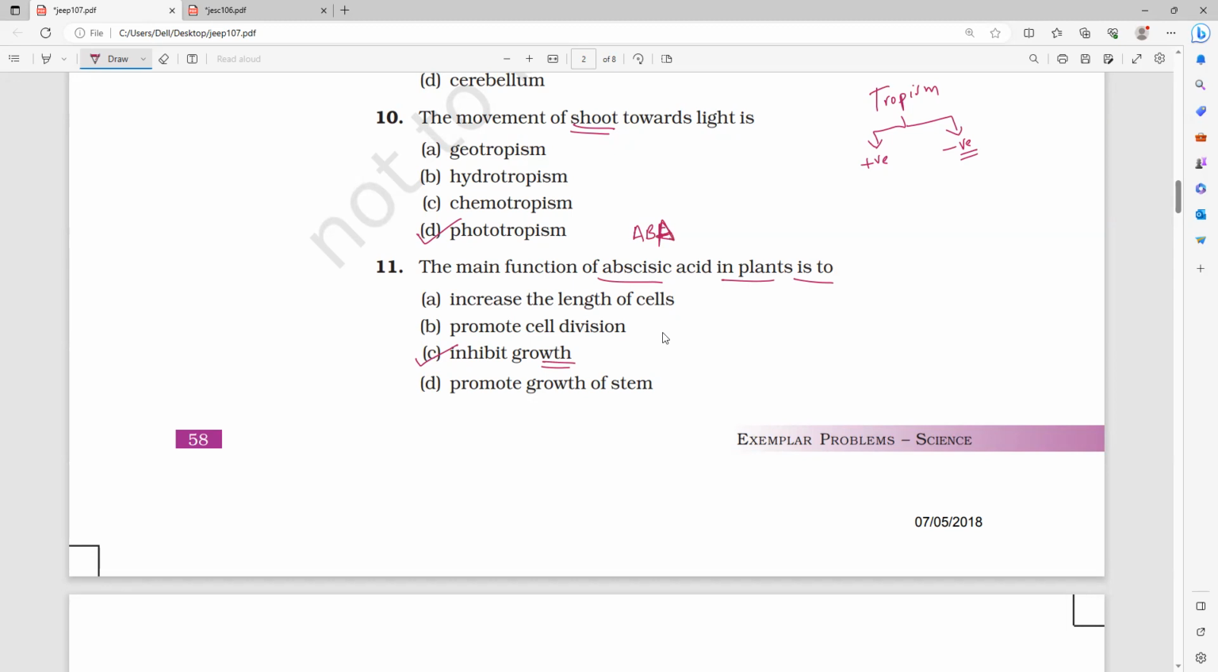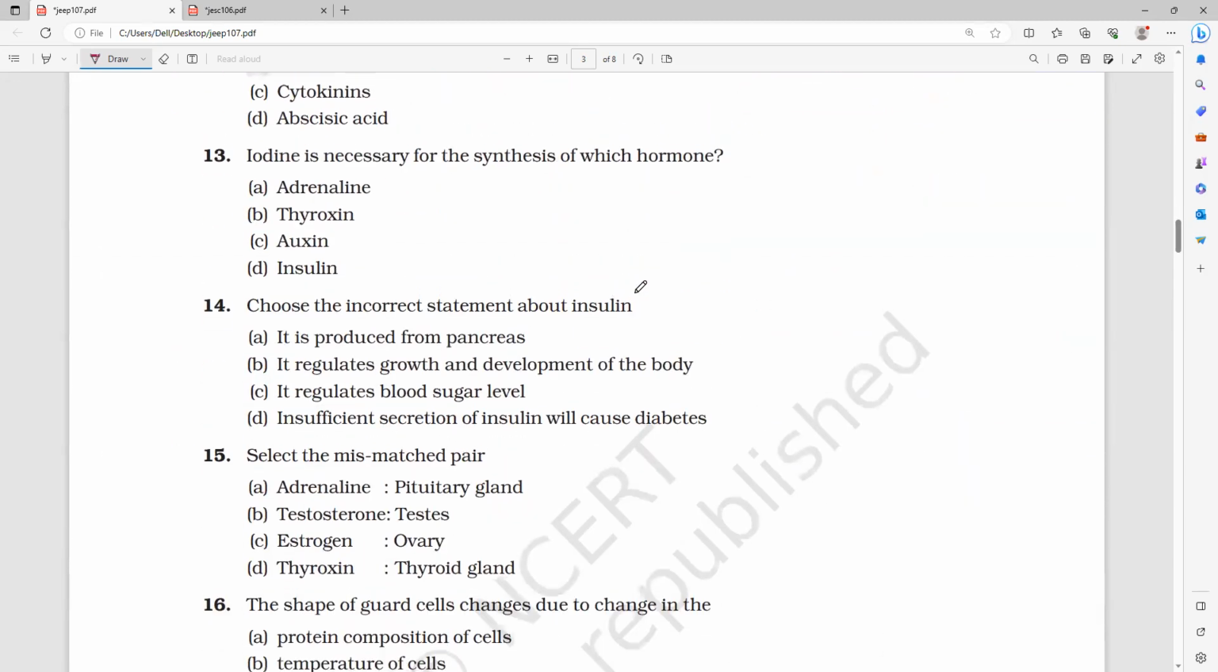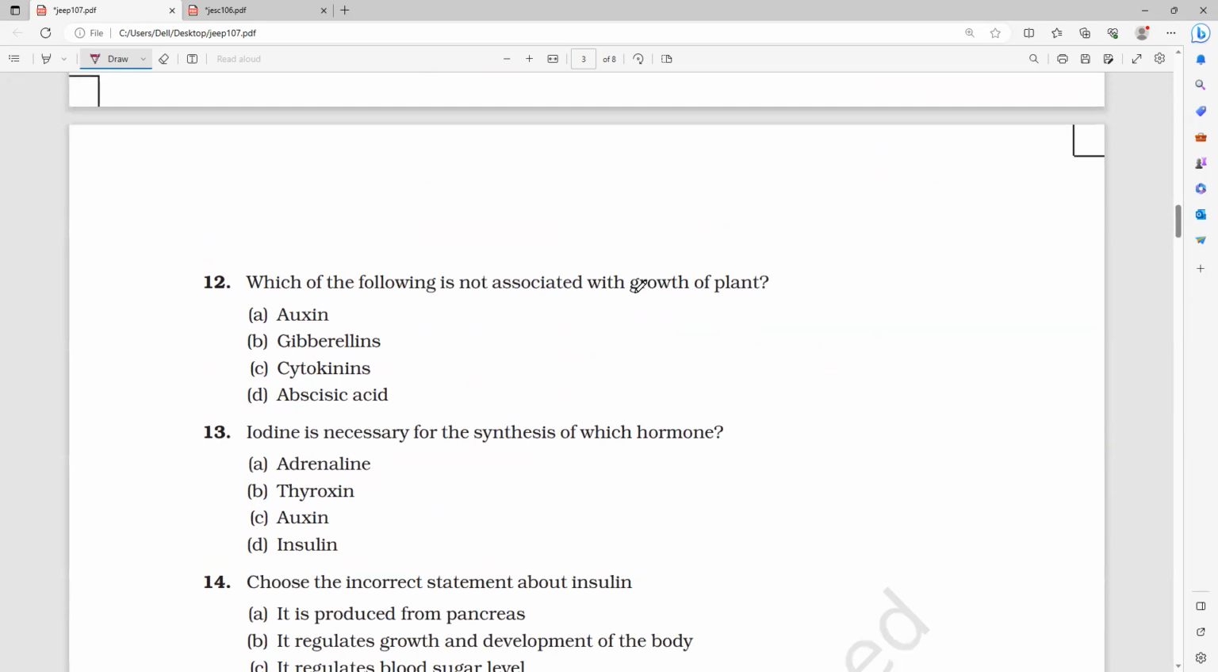Next question. Girls, which of the following is not associated with the growth of a plant? Abscisic acid. Not associated with the growth of a plant. Everybody? Abscisic acid, ABA. Abscisic acid.